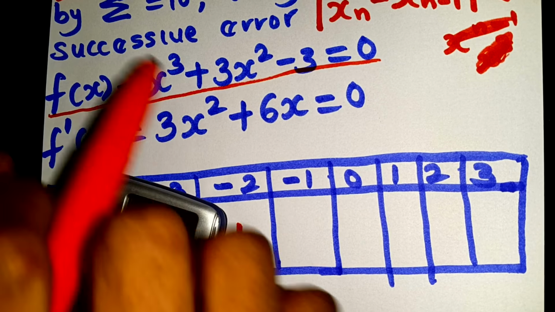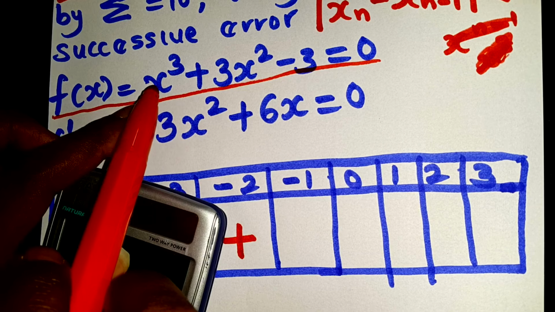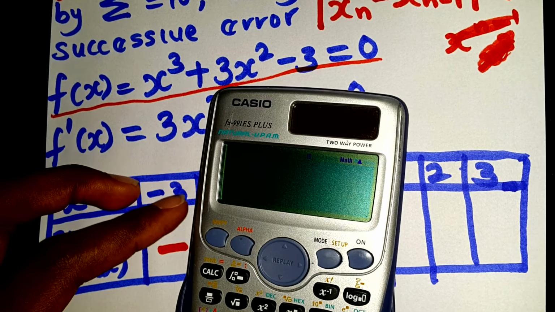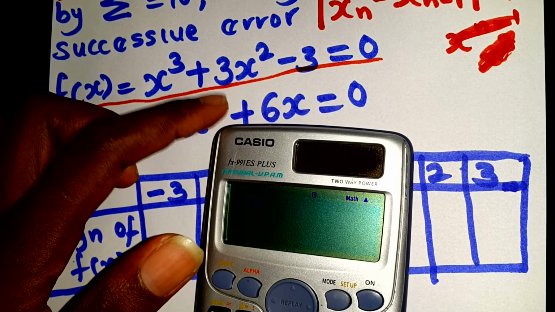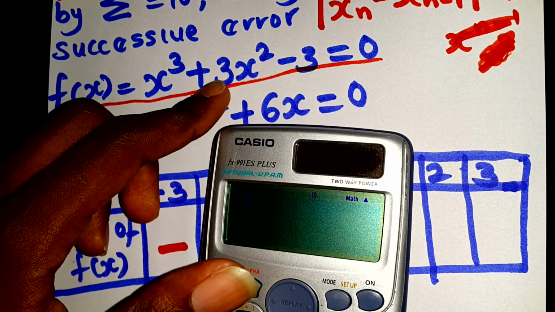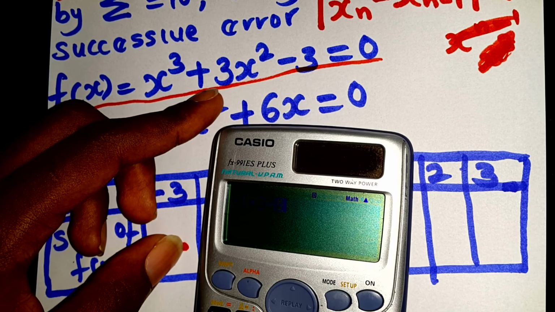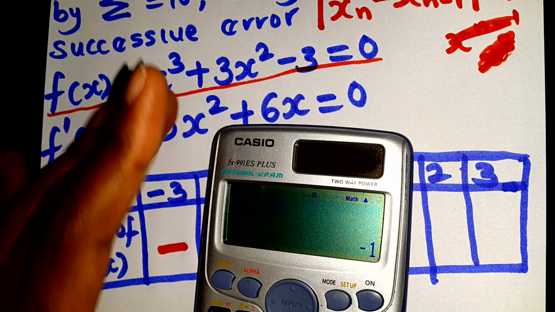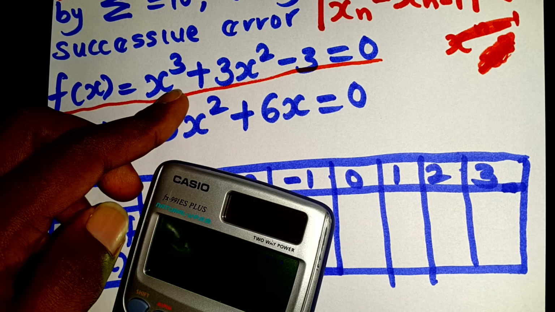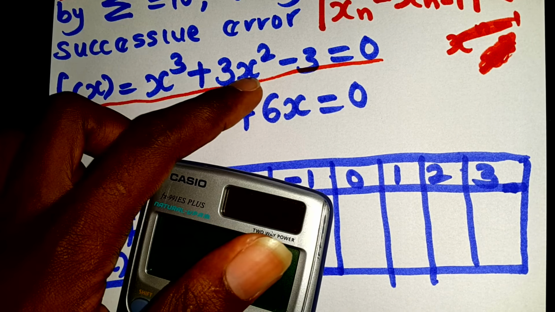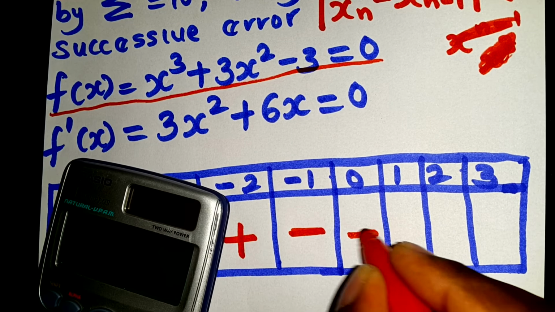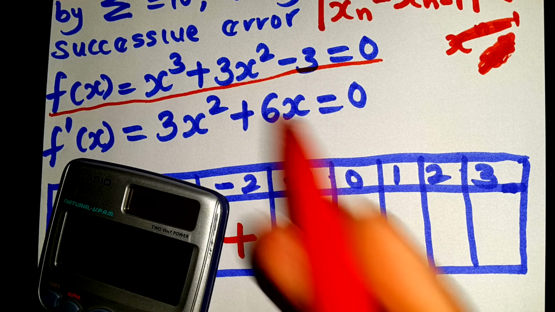Then same thing, we put minus 1 here. If you put minus 1 here, minus 1 cubed is minus 1, and minus 1 squared is 1, 1 times 3 is 3. That's plus 3 minus 3. It is negative. Then if you put 0 here, 0 to the power of anything is 0. 0 plus 0 is 0, 0 minus 3. So this one will give us a negative sign. And you do the same thing. You put 1, you put 2, you put 3.